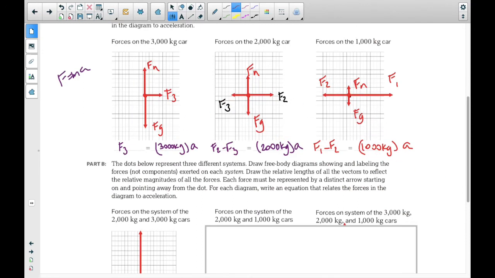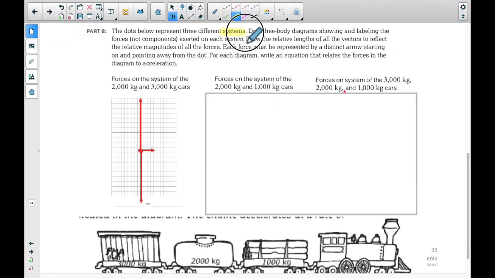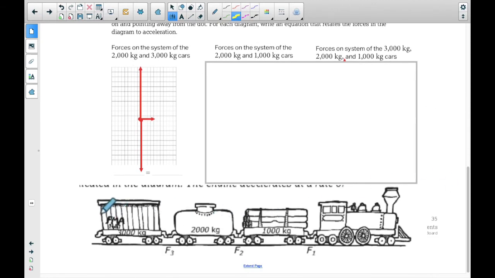In this next section, we're going to talk about what if we group them together. And so now we're talking about systems, that we're going to group some things together and work with that system kind of as a whole. So we're going to do a similar thing. This first one is the 2,000 kilogram and the 3,000 kilogram car together. And so if I group those in a circle, I can kind of think of that as like a little bubble where those things are together.